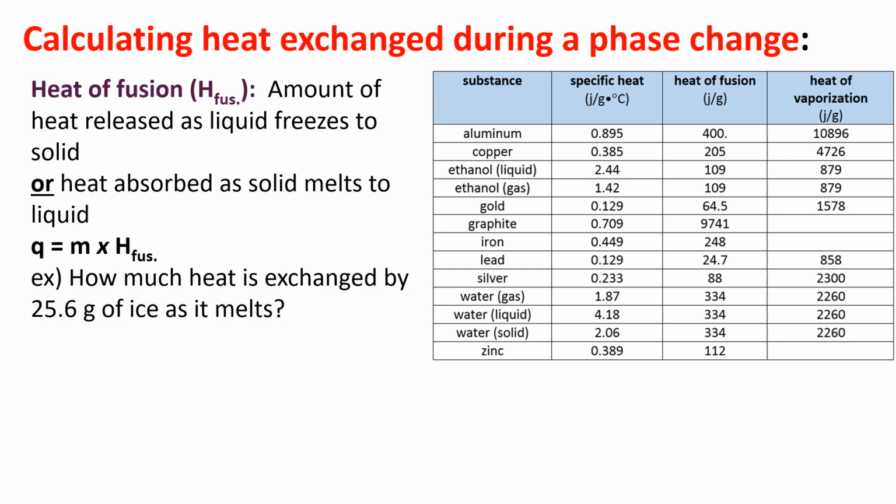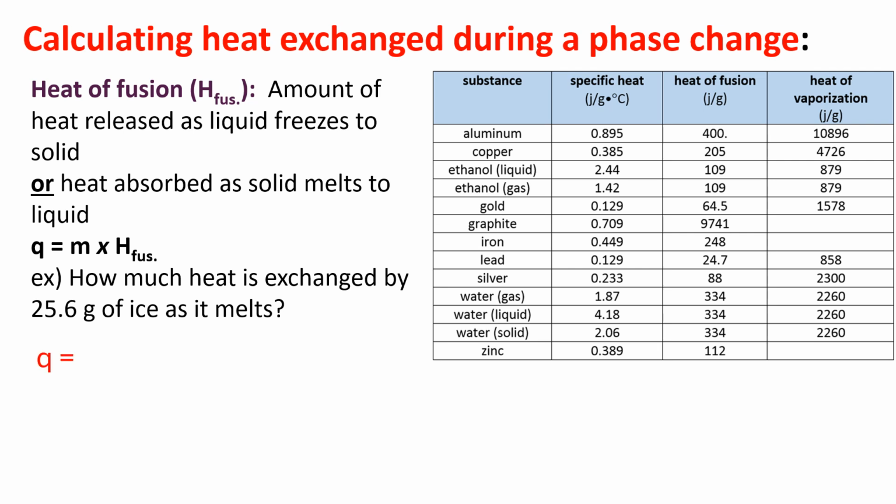So as an example, how much heat is exchanged by 25.6 grams of ice as it melts? So obviously we're talking about water that is solid. The fact that it's solid doesn't really matter because the heat of fusion, of course, is just listed on this table 3 times. It's the same number every time because we're talking about ice becoming a liquid.